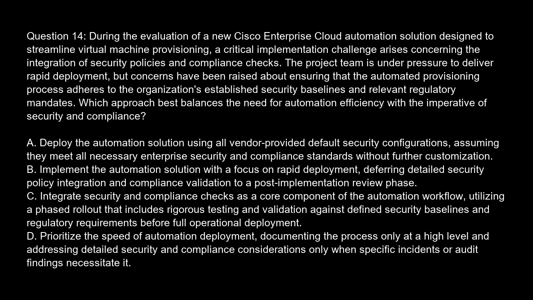Option C. Integrate security and compliance checks as a core component of the automation workflow, utilizing a phased rollout that includes rigorous testing and validation against defined security baselines and regulatory requirements before full operational deployment. Option D. Prioritize the speed of automation deployment, documenting the process only at a high level and addressing detailed security and compliance considerations only when specific incidents or audit findings necessitate it.